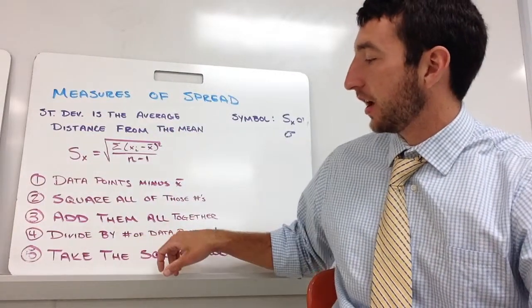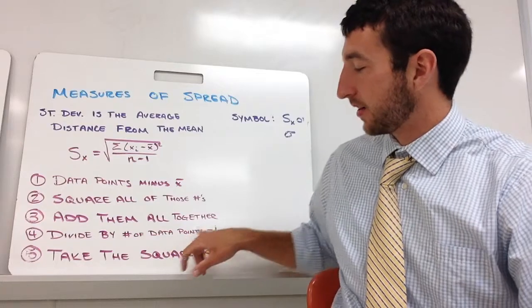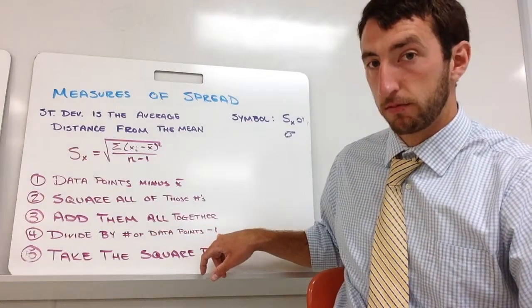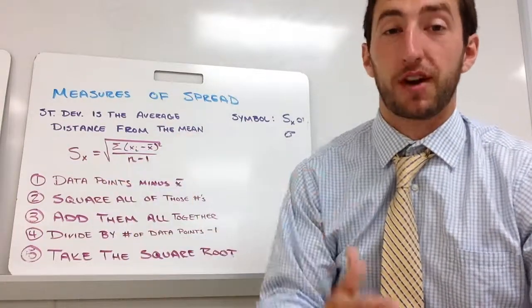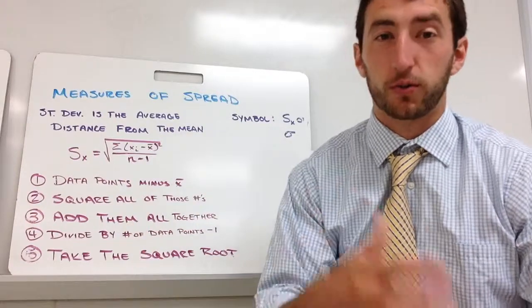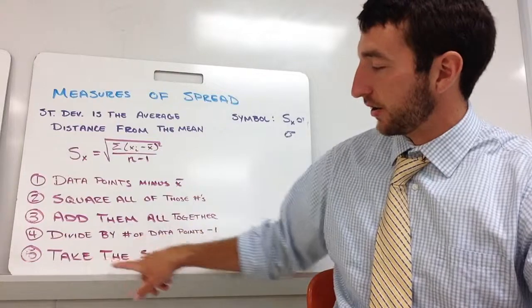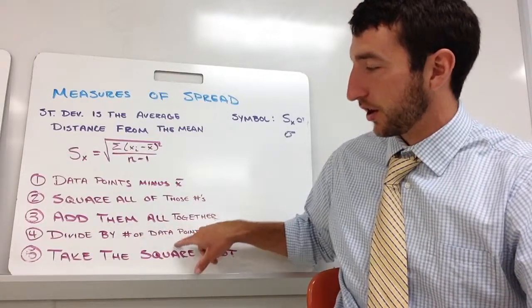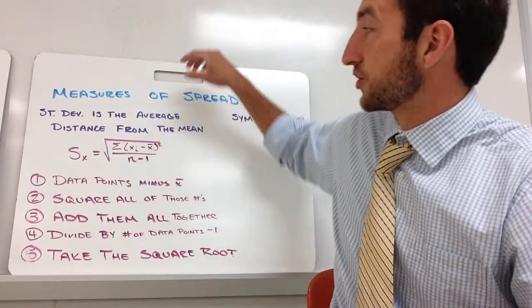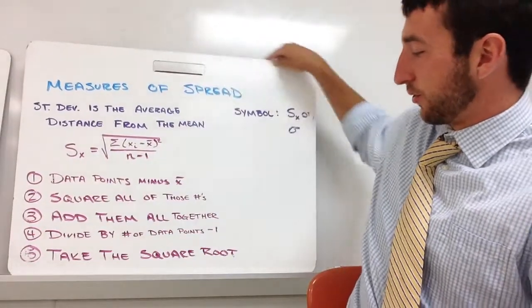Then we divide by the number of data points that we have minus 1. So if we have 6 data points, we would divide by 5. If we had 4 data points, we would divide by 3. And then after we find all those, you're going to take the square root of that one number that you have, and that's your standard deviation. So let's do a real quick example.